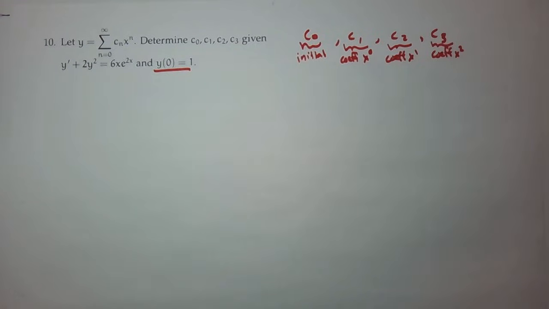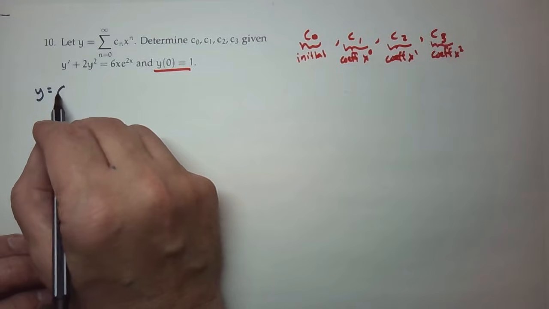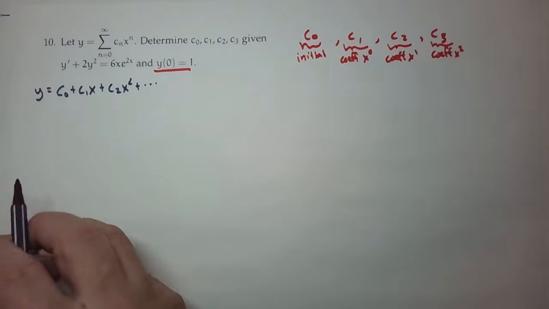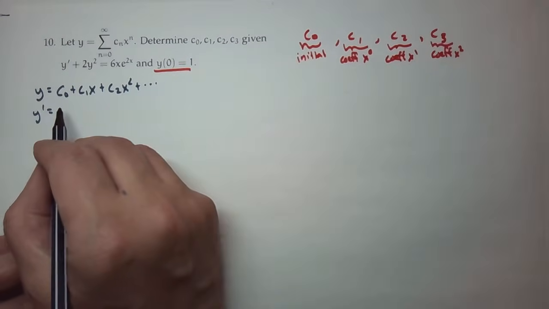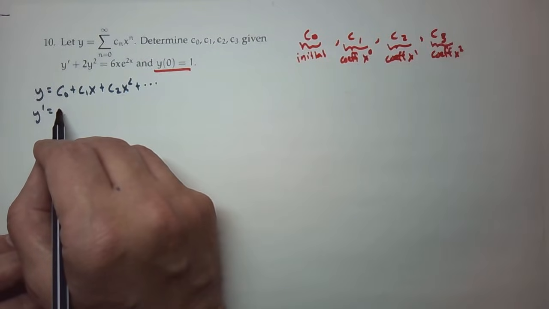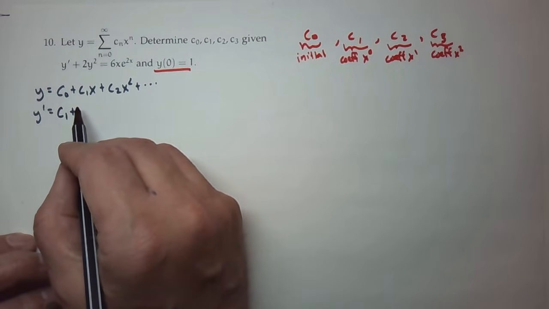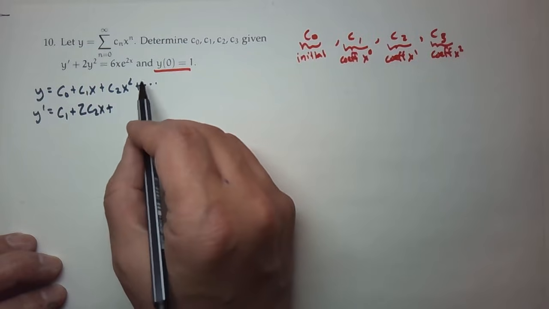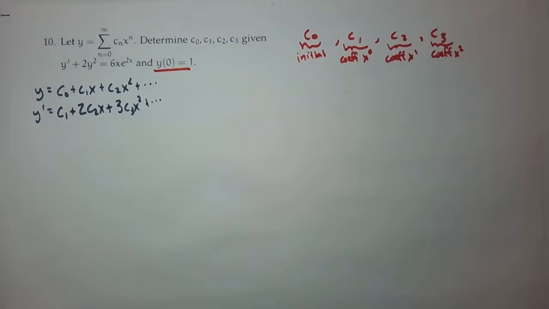So I say, no problem. Let's start with our y. We have y is c0 plus c1x plus c2x squared, dot, dot, dot. We have y prime. What does that look like up to the x squared part? It starts as c1 plus 2c2x plus, you almost have to imagine what the next term will look like, 3c3x squared, and dot, dot, dot. Dot, dot, dot says, I don't care. It doesn't matter to me.